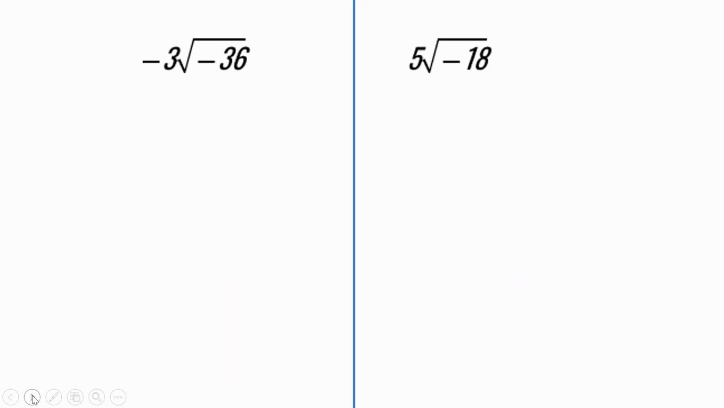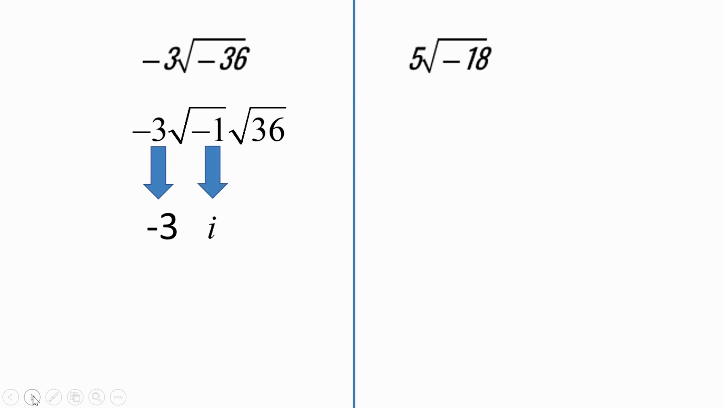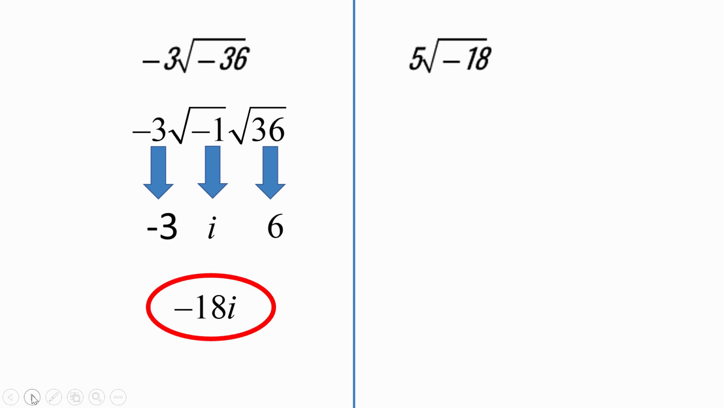All right, let's try a couple more. I'm going to break down the square root of -36 to the square root of -1 times the square root of 36. And that -3 out front is just going to continue down. When I simplify this, I'm just going to carry down the -3. The square root of -1 is i. And the square root of 36 is 6. But now I have two numbers that I could multiply together because these are all multiplied. This is -3 times i times 6. So -3 times 6 is -18. So my final answer is -18i.